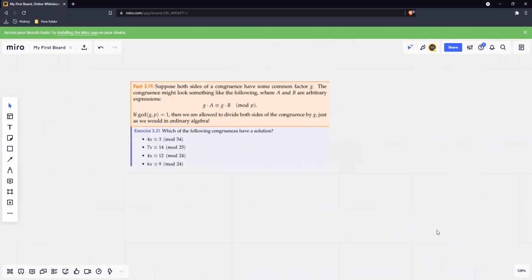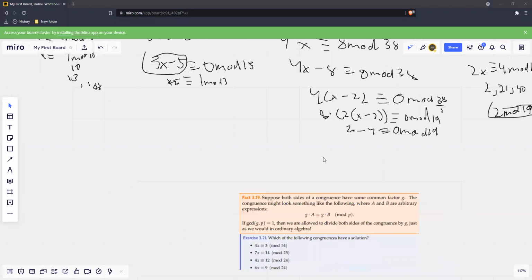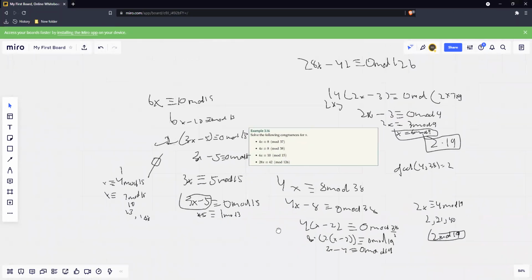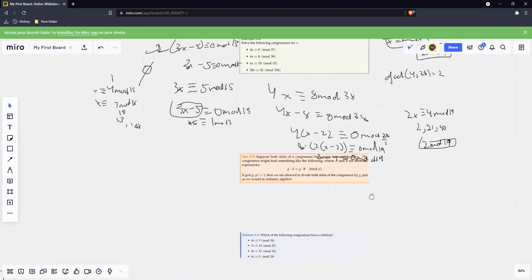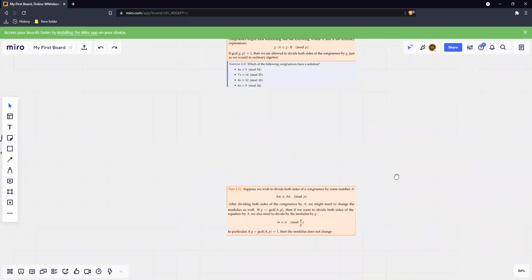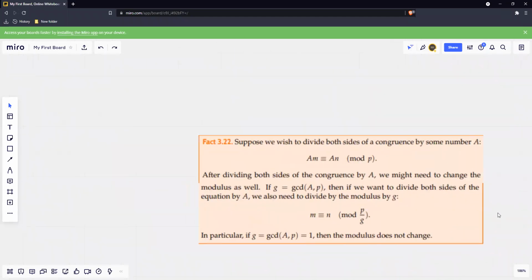Okay, this is going to be a little more confusing. When are we allowed to divide? Let's jump here for a second because I think I could have taught this earlier. Suppose we wish to divide both sides of a congruence by some number a. After dividing both sides of the congruence by a, we might need to change the modulus.